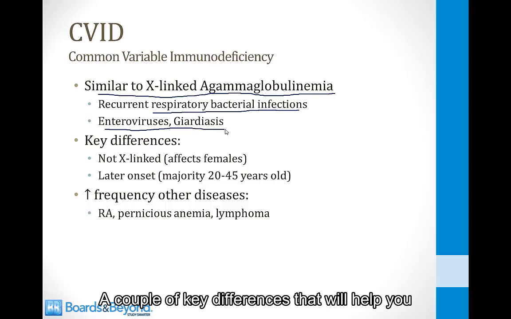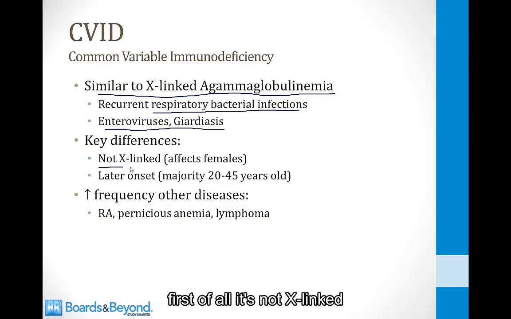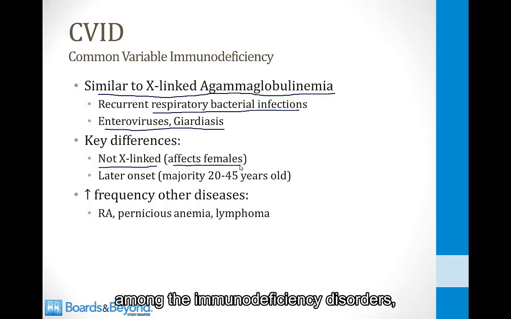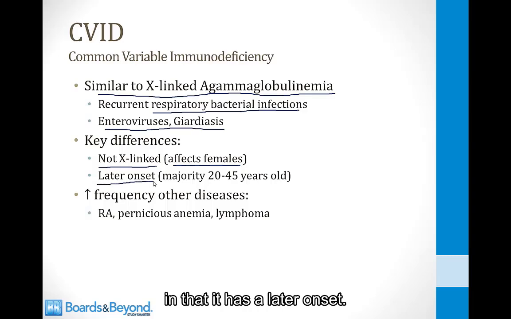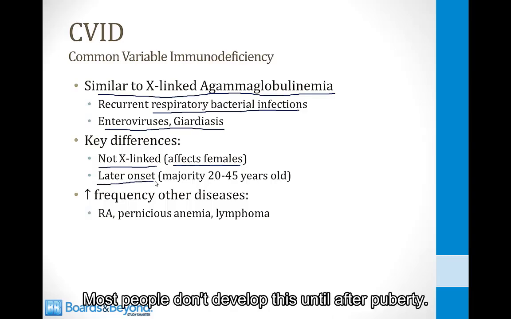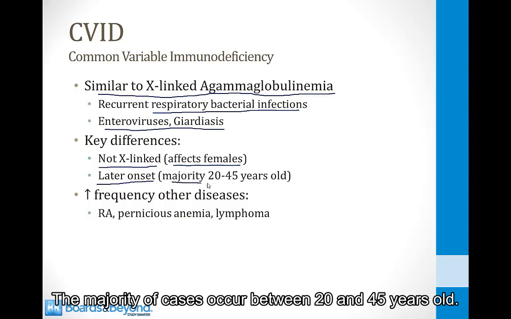A couple of key differences will help you to identify this condition in a board question. First of all, it's not X-linked, so it's more likely to affect females. And then CVID is very unusual among the immunodeficiency disorders in that it has a later onset. Most people don't develop this until after puberty. The majority of cases occur between 20 and 45 years old.